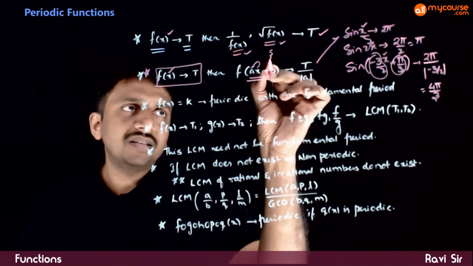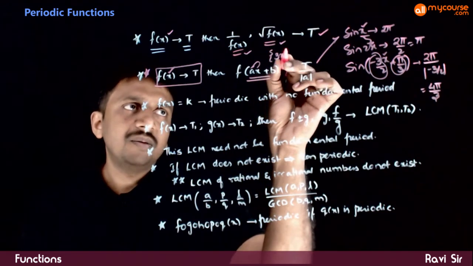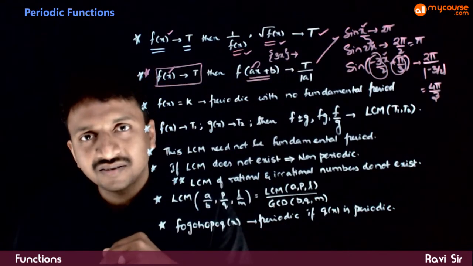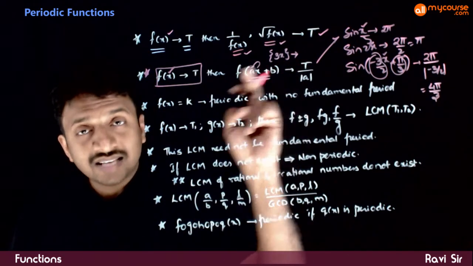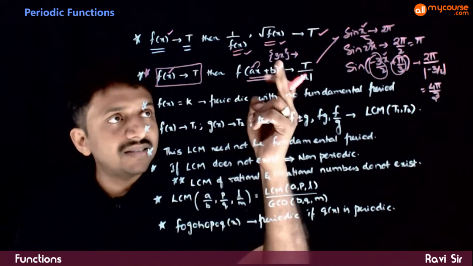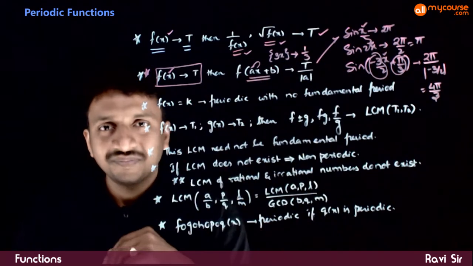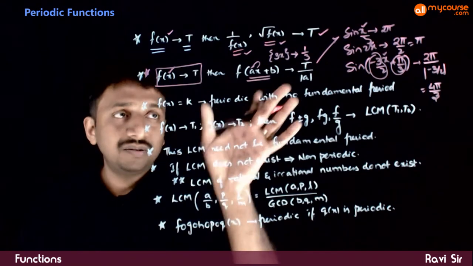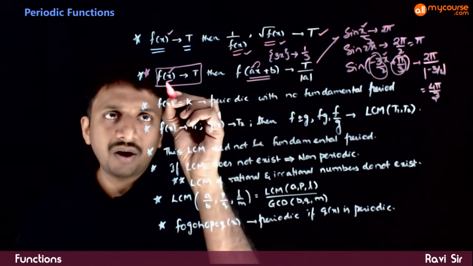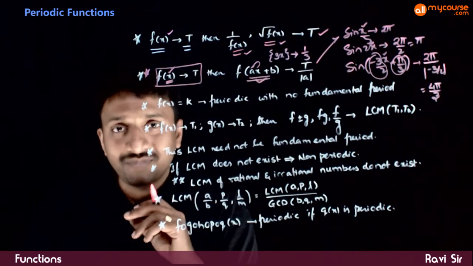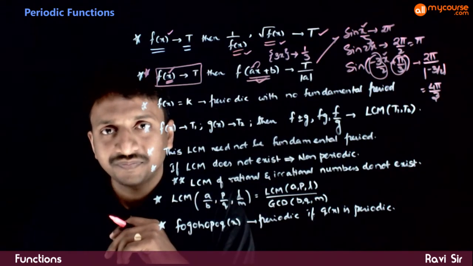What is the period of the fractional part of 3x? The fractional part of x has a period of 1. X is replaced by 3x, so the period is 1 by 3. So this is how you find the periods of f of ax plus b if you know the period of the basic function f of x.